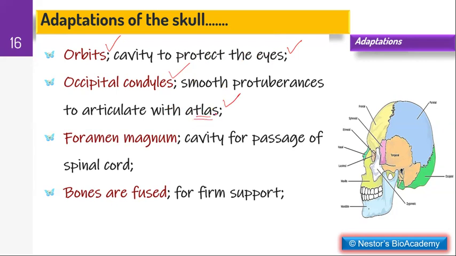So this articulation forms the joint that links the skull and the vertebral column, and that joint is always very important in enabling us to nod our heads. Then we have also talked about the foramen magnum, which forms the cavity for passage of the spinal cord. And of course, all these bones of the skull, as we have just established, are fused. This fusion is very important because it enables them to provide firm support.